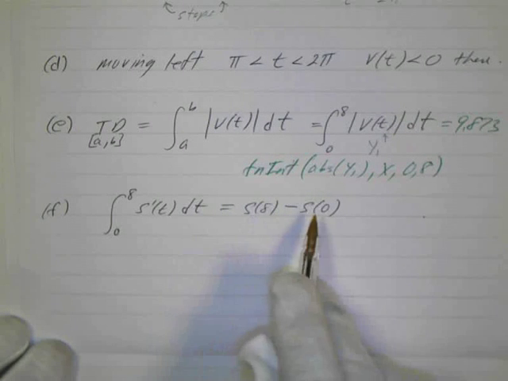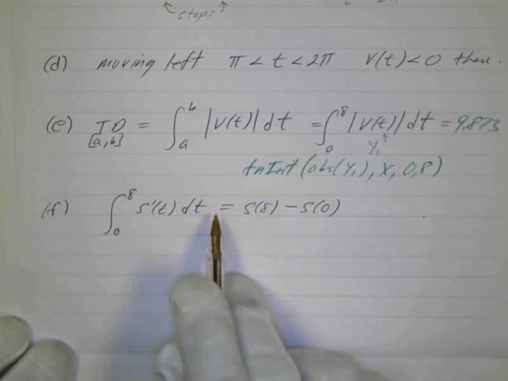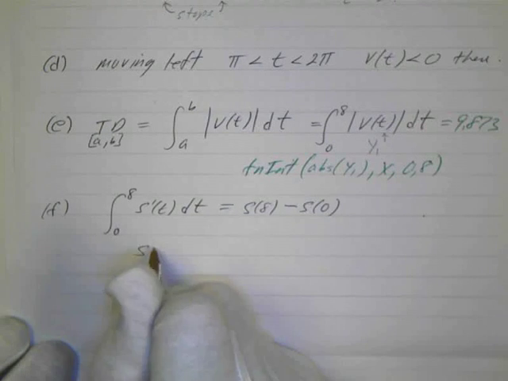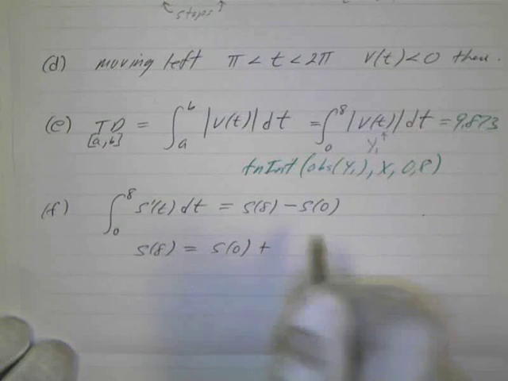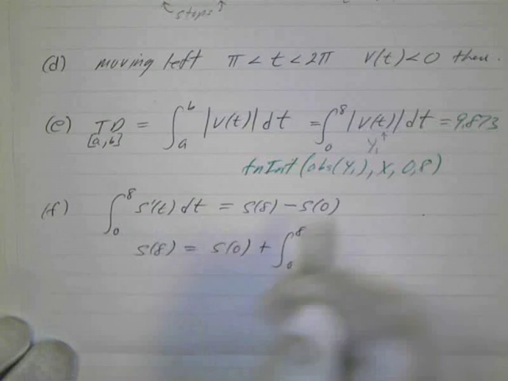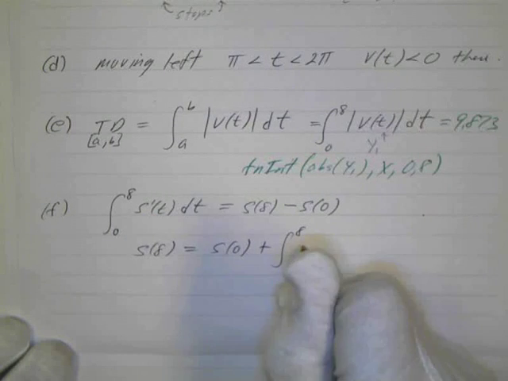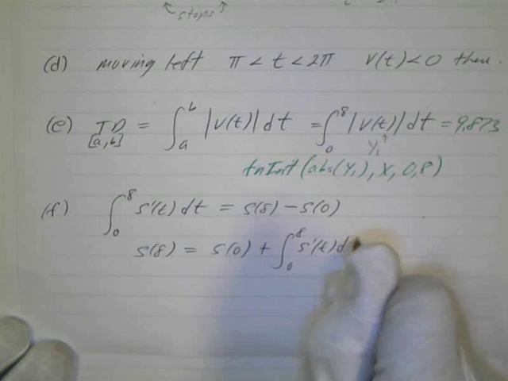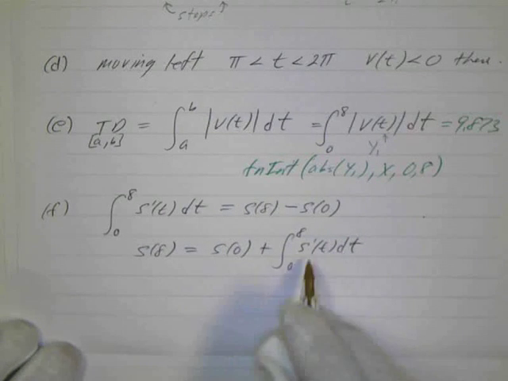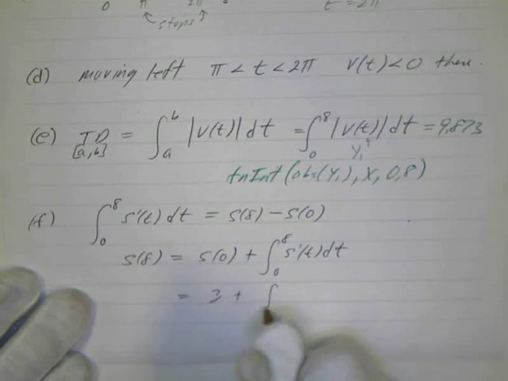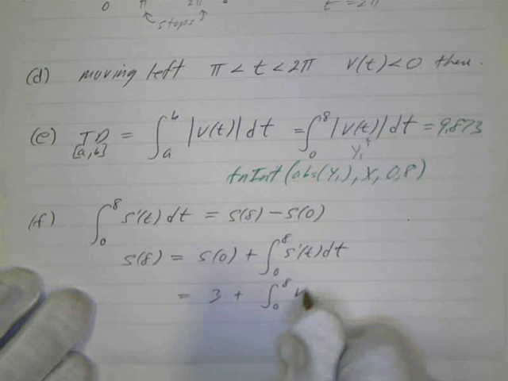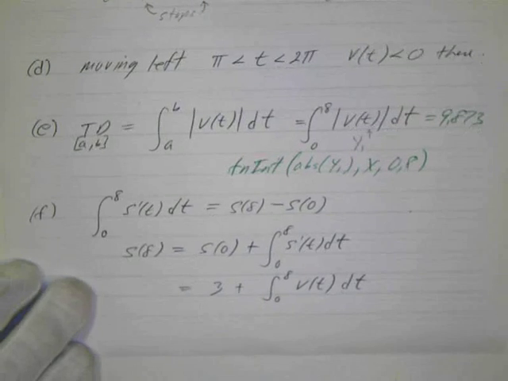Now what we can do is add this to both sides, so we end up with s of 8 equals s of 0 plus the integral from 0 to 8 of s prime of t dt. But remember, s prime is just v of t, and we've already got that. So this is going to be just s of 0. Now, what was my initial position? In this case, it was x of 0, which is 3. So it's going to be 3 plus the integral from 0 to 8 of v of t dt.